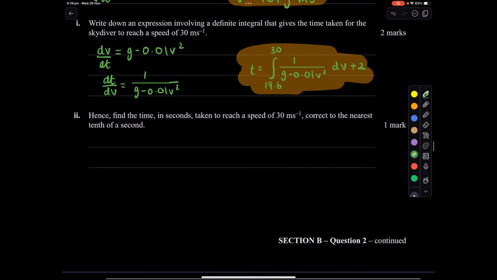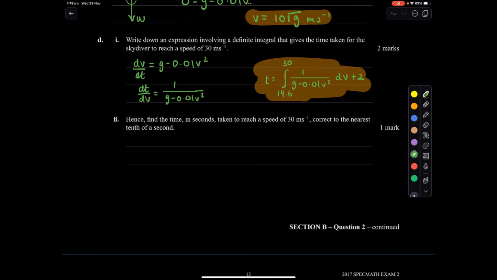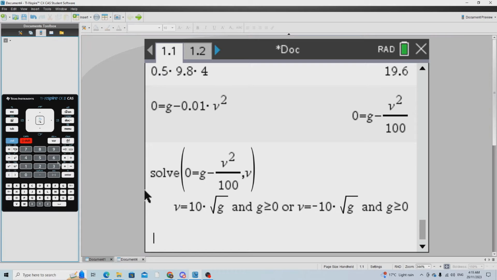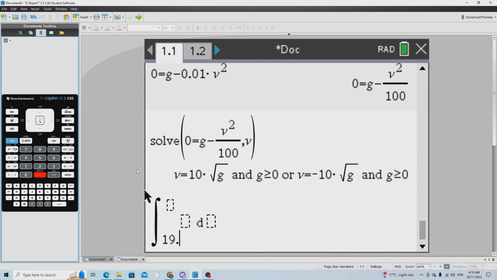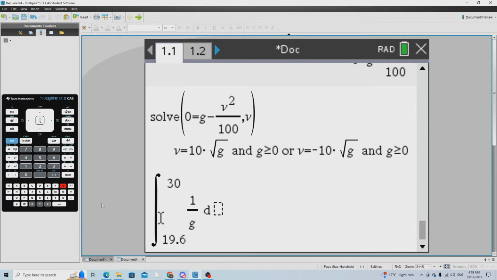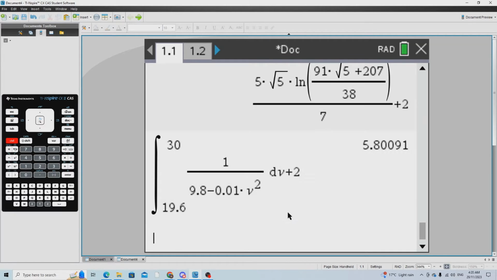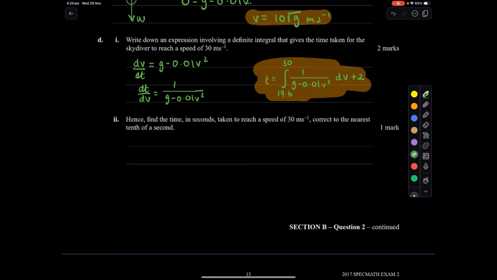Next question. Hence, find the time in seconds taken to reach a speed of 30 meters per second to the nearest 10th of a second. Okay, just evaluate this integral. Nice and easy. So the integral from 19.6 to 30 of 1 over g, which is 9.8, minus 0.01 v squared dv, plus 2. And we get, to the nearest 10th of a second, 5.8. So the time is 5.8 seconds. That's it. Nice and easy.